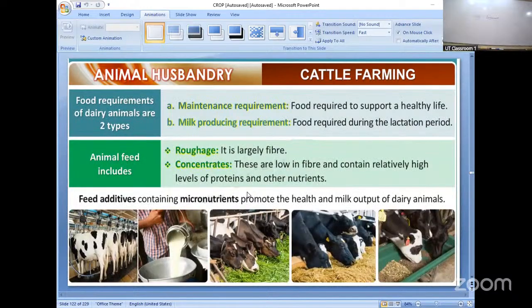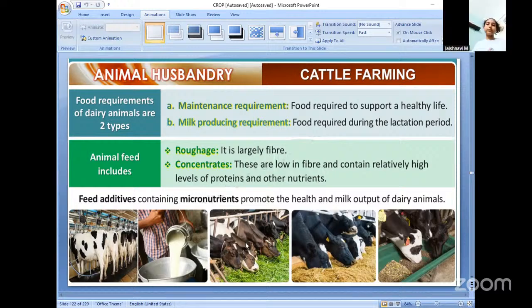And the sheds or the area where they are kept should be properly maintained. They should be properly fed, meaning roughage and concentrates are provided to these cattle. Food is provided to these animals.